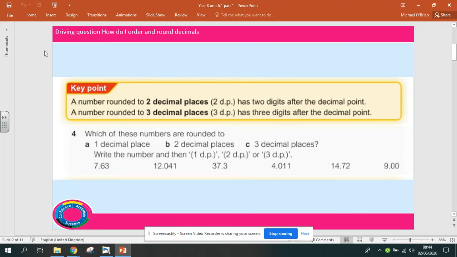So the next thing we're going to look at here is a key point, which I think is a pretty good idea for you to write down in this case. A number rounded to 2 decimal places has 2 digits after the decimal point. A number rounded to 3 decimal places has 3 digits after the decimal point. So pause the tape, please, write that down, and when you've finished, restart the lesson.